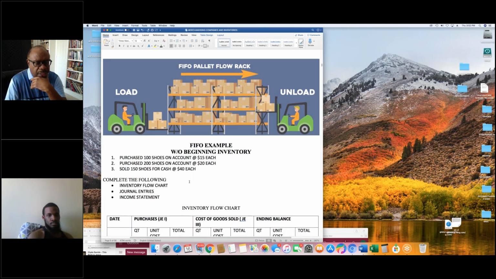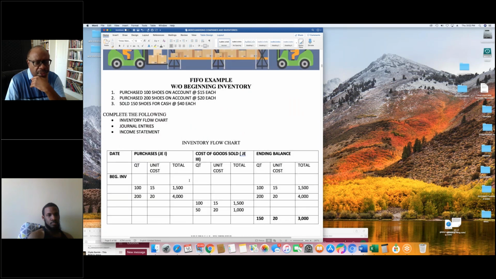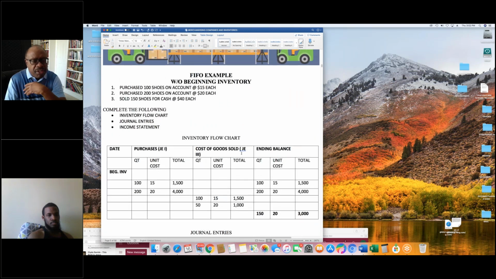So what companies do, they have an inventory flow chart. Okay, like this. So they have a chart like this.